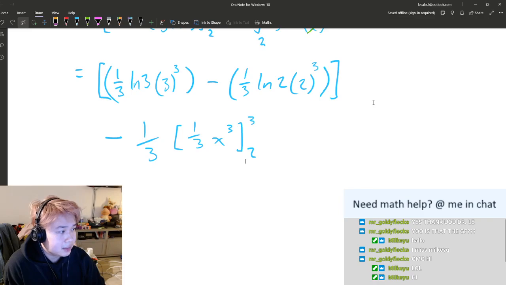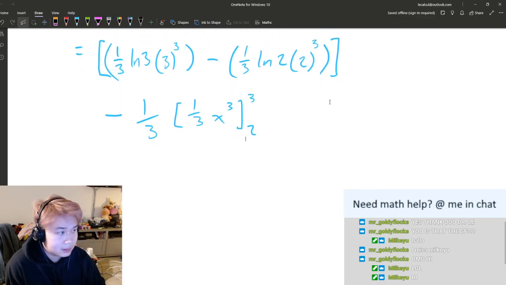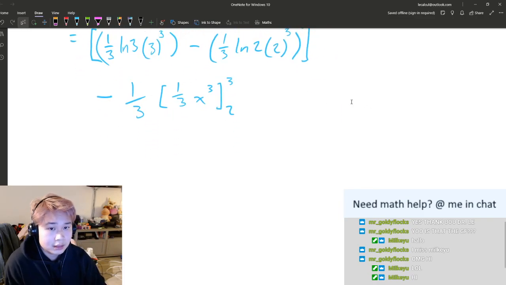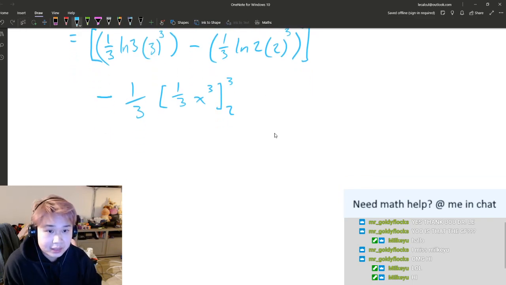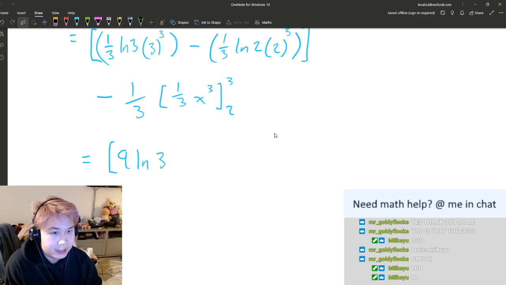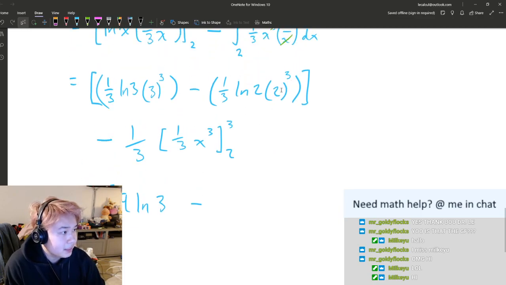And now we just need to plug in more stuff and get on with it. So 1/3 times, well, 3 to the power of 3 is just going to be 9. So I have 9 natural log of 3. And then this part right here is just 8 over 3.